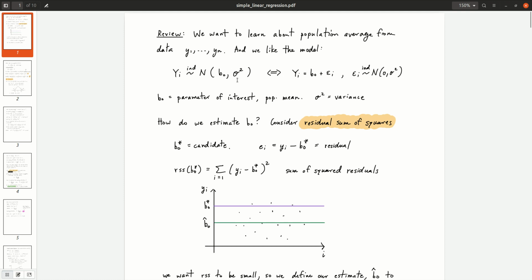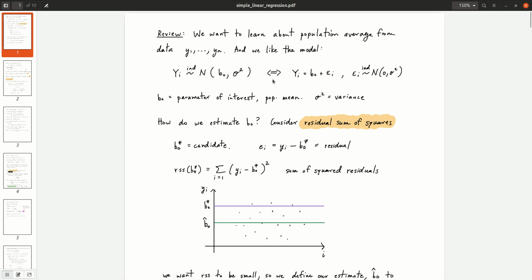Now, one notational change from before is that I'm going to be using b sub 0 here. It will become clear why I'm making this change when we go to simple linear regression. No need for a cliffhanger. We're going to have another parameter b1 in that model. So that's to distinguish this parameter from b1. This symbol here means is equivalent to.